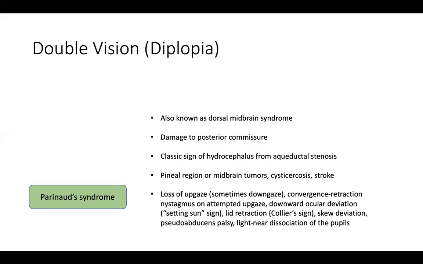Features include loss of upgaze and sometimes downgaze, convergence retraction nystagmus on an attempted upgaze, downward ocular deviation known as the setting sun sign, lid retraction known as the Collier's sign, skew deviation, pseudo-abducens palsy, and light near dissociation of the pupils.